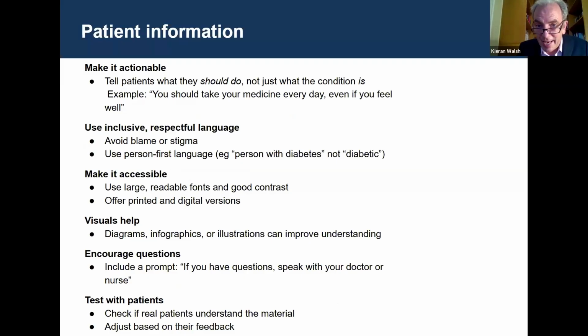We try and make it actionable to give practical advice to patients. Of course, we use respectful and indeed patient empowering language. We use visuals where possible, and we encourage patients to ask questions of their healthcare professionals so that they can feel empowered to do that. So sometimes that they know what to ask.